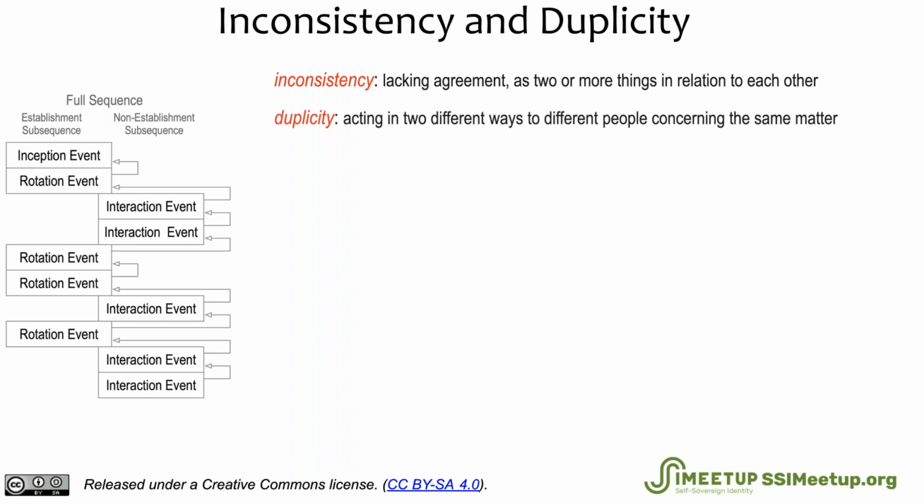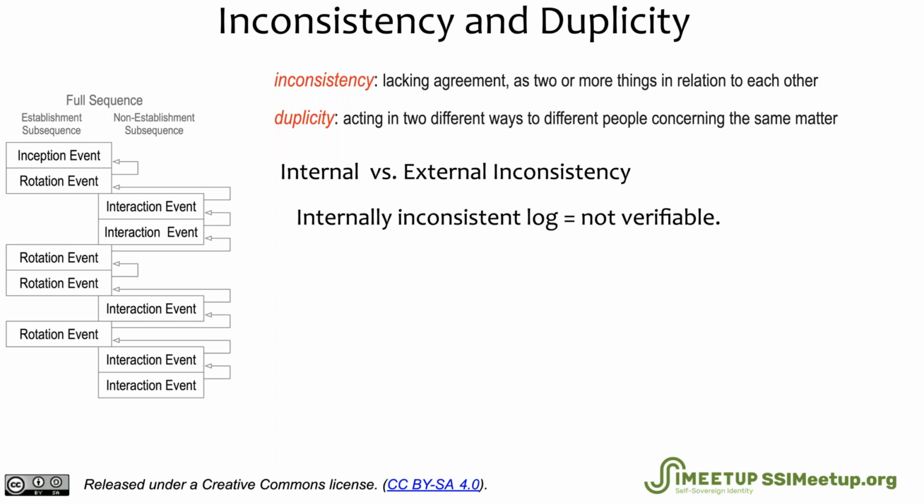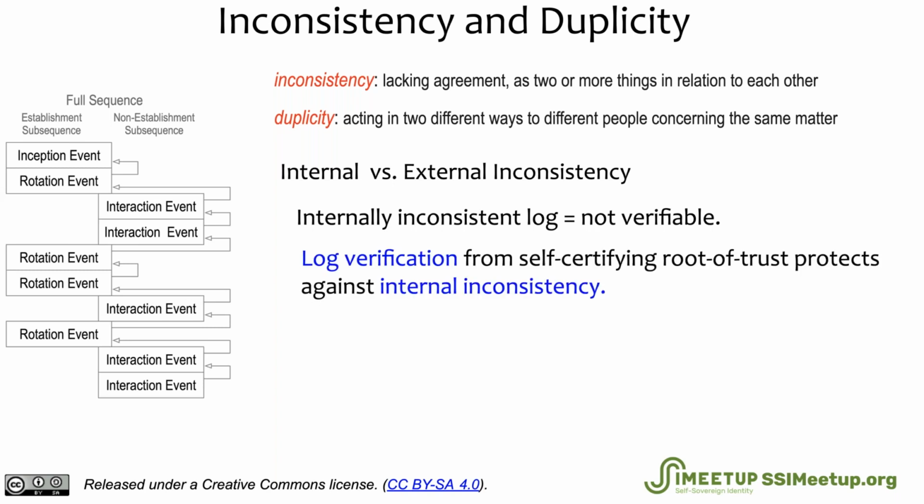Duplicity is acting in two different ways to two different people concerning the same matter. So I can make inconsistent statements to two different people, but they're not duplicitous. I'd have to make inconsistent statements of the same thing to two different people, and then they would compare notes, and then they would go, oh, you told me one thing, you told him another thing, you're being duplicitous. And so that's what duplicity is. And so what that allows us to do is distinguish between internal and external inconsistency. An internally inconsistent log is not verifiable, by the construction of the log being a hash chain data structure. So if I put something in a log and it's inconsistent, I can verify that it's inconsistent. So log verification from a self-certifying root of trust protects against internal inconsistency. All logs must be internally consistent, and anybody can determine that they're not.